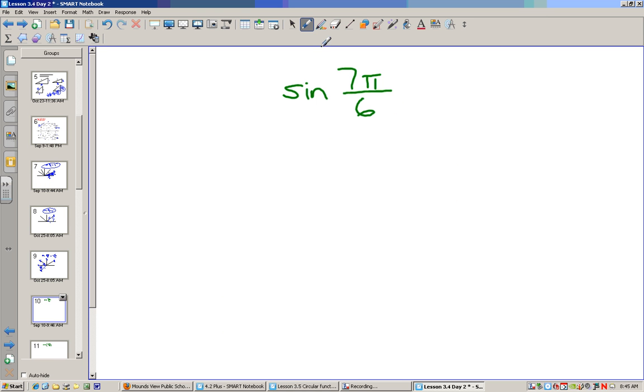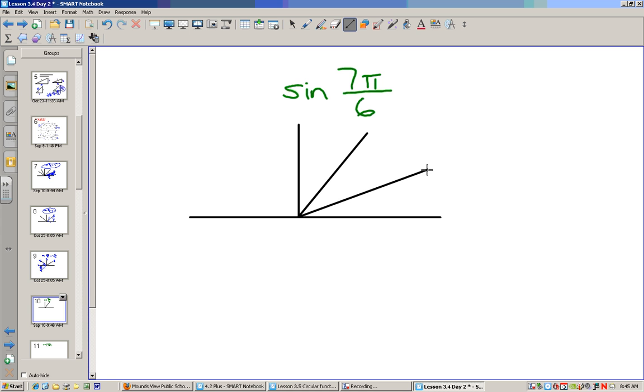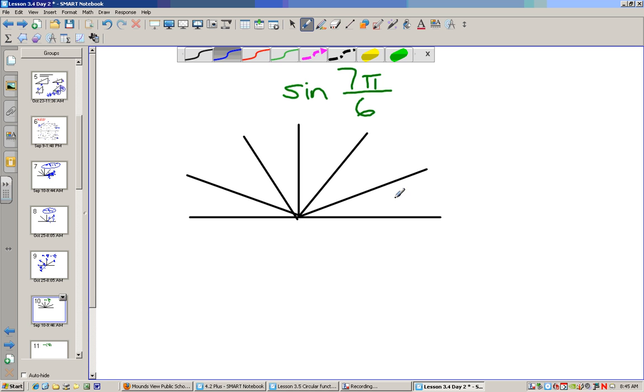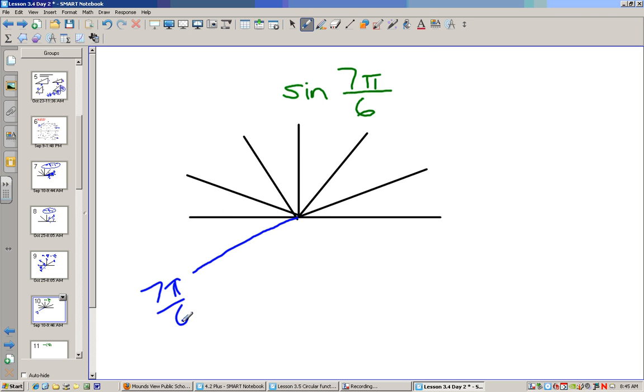All right, sine of 7 pi over 6. Same situation, now we're dividing it into 6 equal parts. And we go to the 7th. 1, 2, 3, 4, 5, 6. The 7th will be the next one, 7 pi over 6. Now if this is 1, this would be negative 1 half and negative root 3 over 2. So the sine would be negative 1 half.